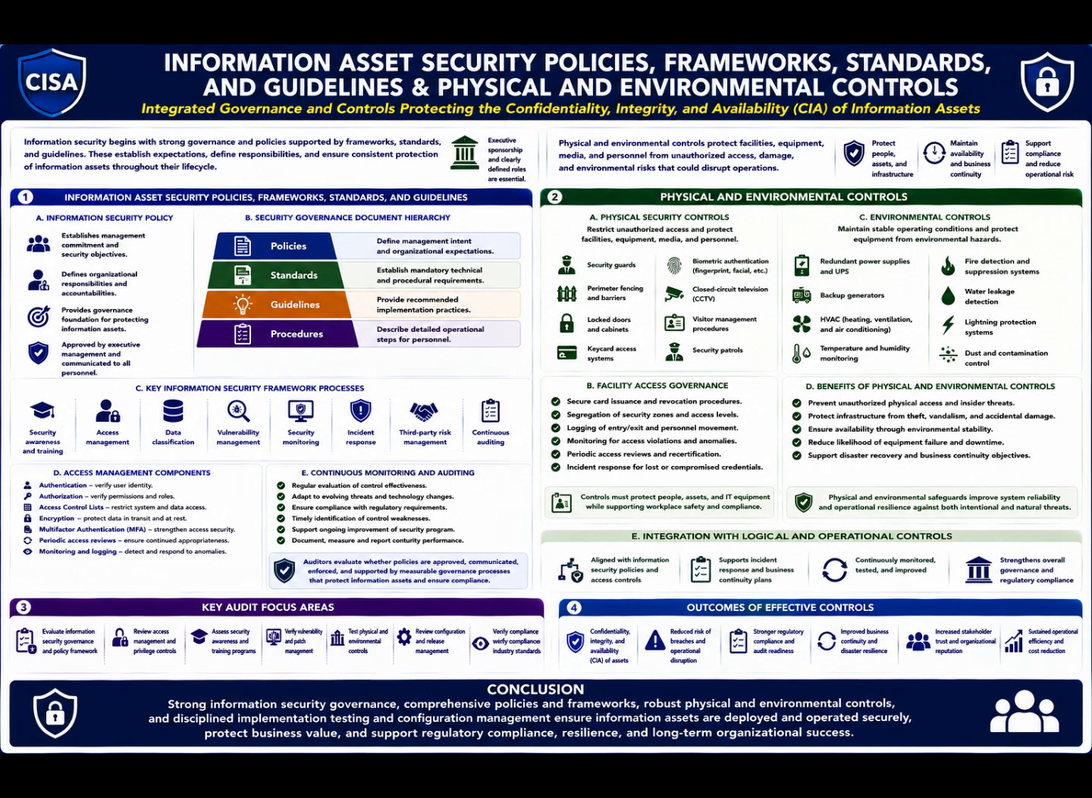Physical and environmental safeguards collectively improve system reliability and operational resilience by protecting infrastructure from both intentional attacks and natural or accidental events. For CISA professionals, mastery of information asset security, governance, and physical and environmental controls provides the foundation for evaluating whether organizations effectively protect critical information assets through integrated administrative, technical, and physical safeguards. Together, these controls strengthen enterprise security, support regulatory compliance, reduce operational risk, and ensure the continued confidentiality, integrity, and availability of information systems.